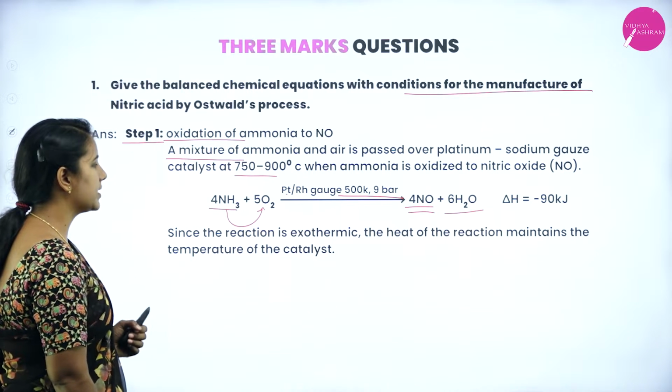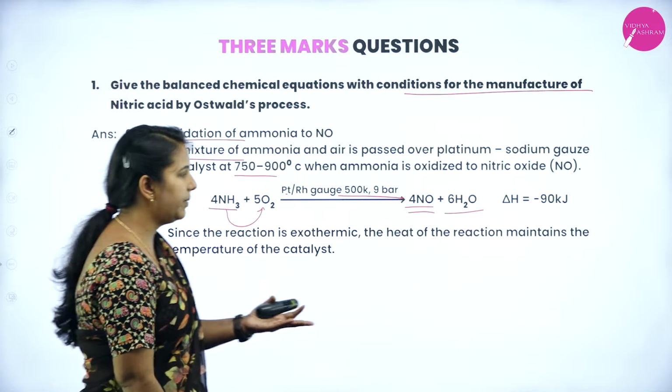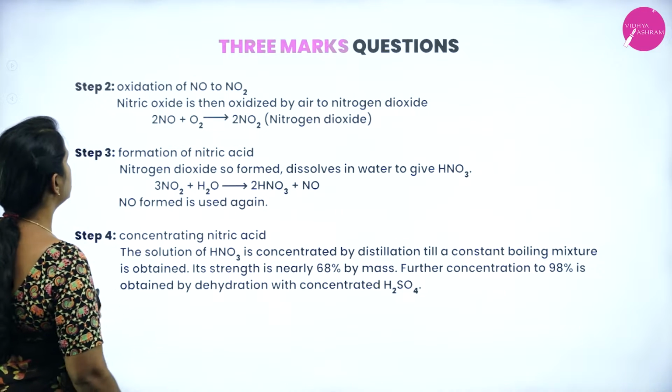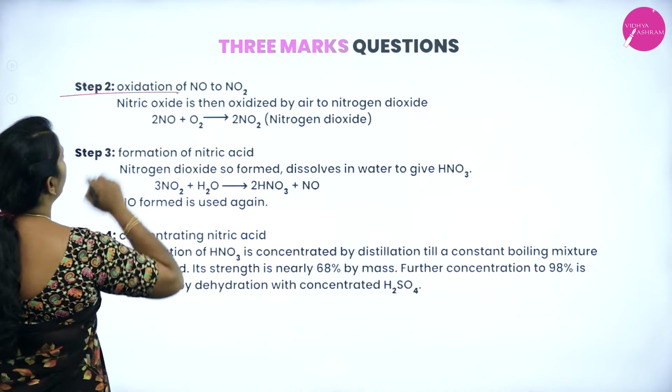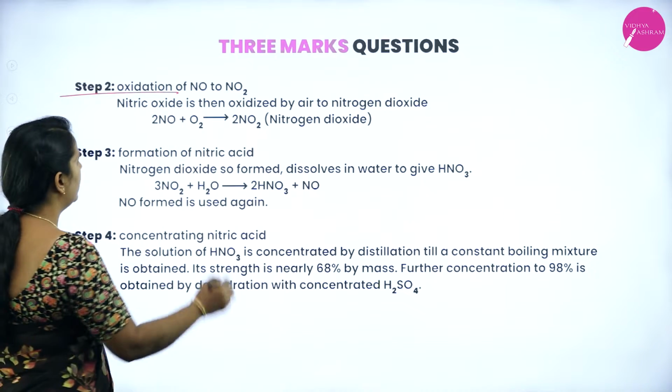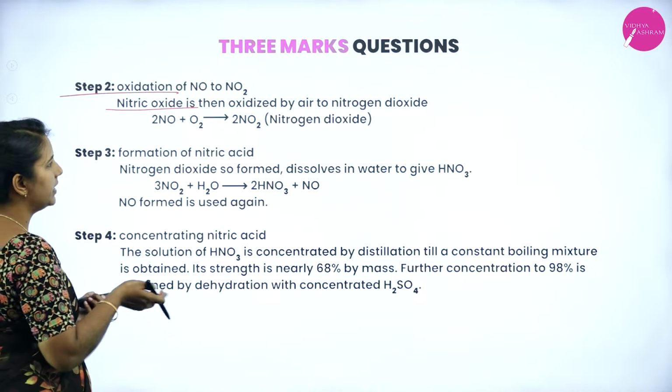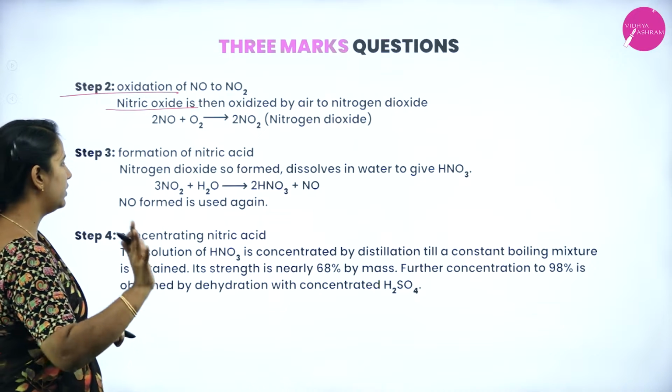Since the reaction is exothermic, a lot of heat is liberated. That temperature is maintained by the catalyst. Next, step 2: oxidation of nitric oxide to nitrogen dioxide. So nitric oxide is further oxidized to get nitrogen dioxide. It's the second step, where we do the further oxidation.